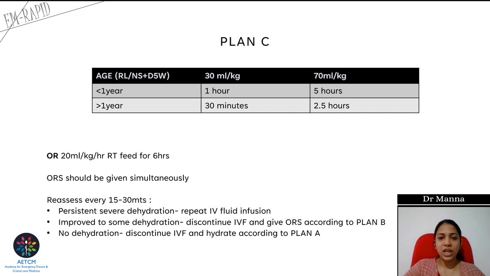Or if we can give through a Ryle's tube, we can give 20 ml per kg per hour for 6 hours. And then we will be reassessing the child every 15 to 30 minutes. And if the child is persisting in severe dehydration, we will have to repeat the IV fluids and IV infusion. Or if this patient is improving to some dehydration, then we can move to plan B. And if the child is not having any dehydration anymore, then we can move to plan A. Plan A means supplementing the ORS depending on the loose stools and vomiting.